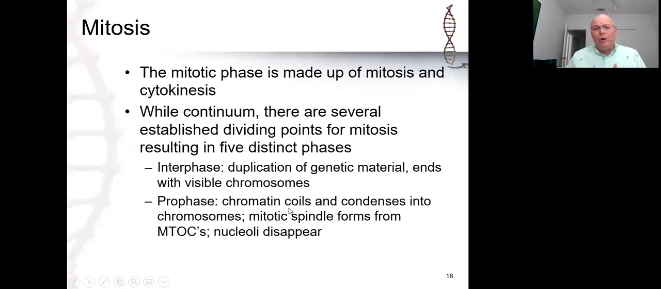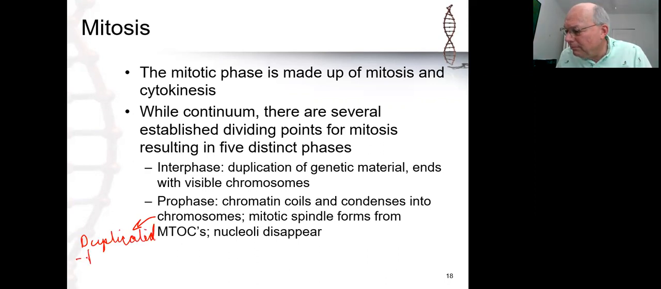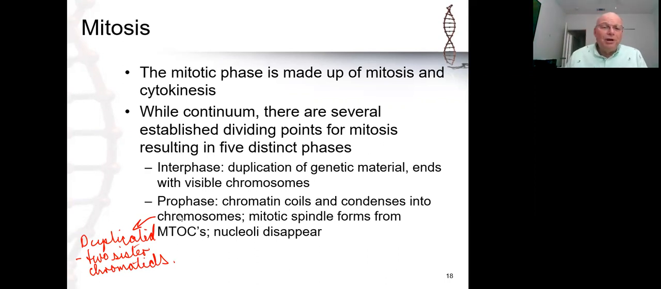So if we go back to the previous slide, prophase is identifiable because the chromatin form of the DNA undergoes that coiling and supercoiling and condenses into the chromosomes. And remember, these are duplicated chromosomes. So the more condensed the chromosomes become, the easier it is to see that they are composed of two sister chromatids, that each chromosome structure consists of two sister chromatids.